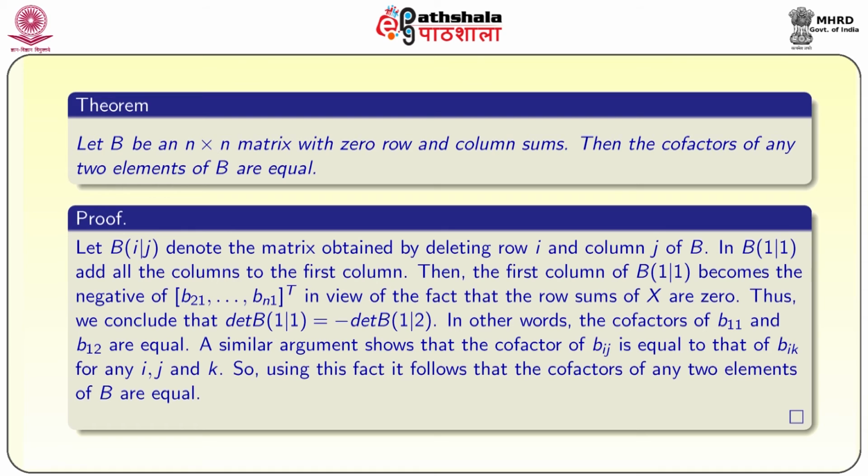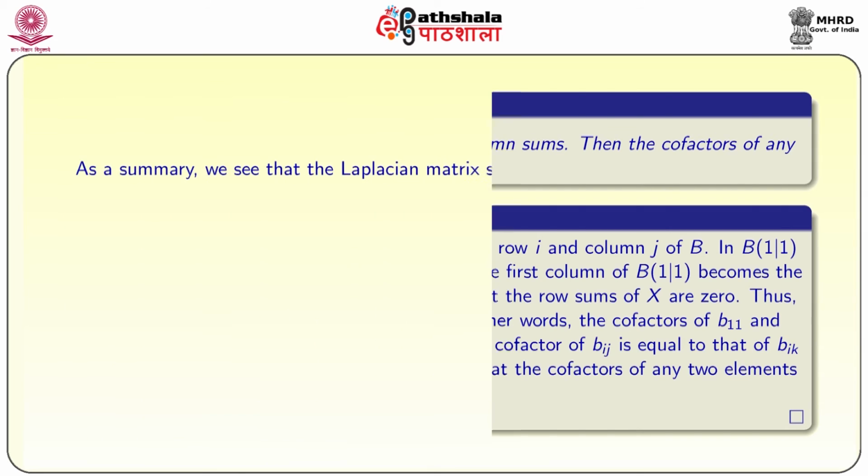A similar argument shows that the cofactor of B_ij is equal to the cofactor of B_ik for any i, j and k. So, using this fact, it follows that cofactors of any two elements of B are equal. So, what we proved in this result is, if B is an n by n matrix with 0 row and column sums, then the cofactors of any two elements of B are equal. This is going to be useful.